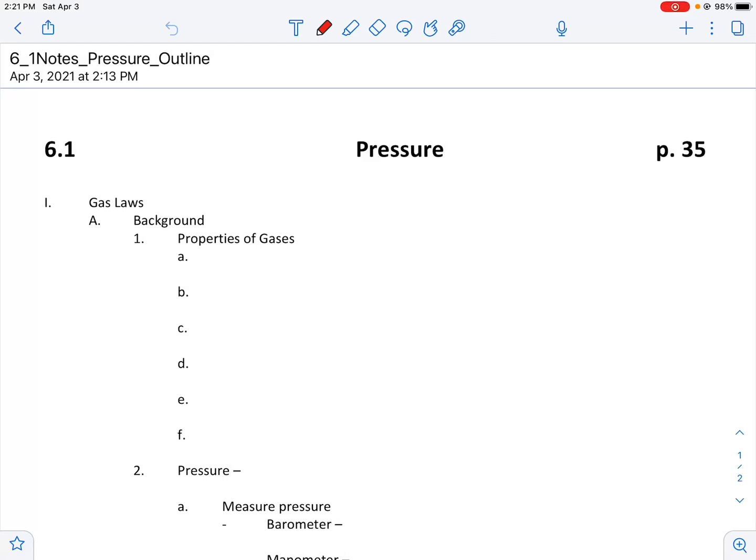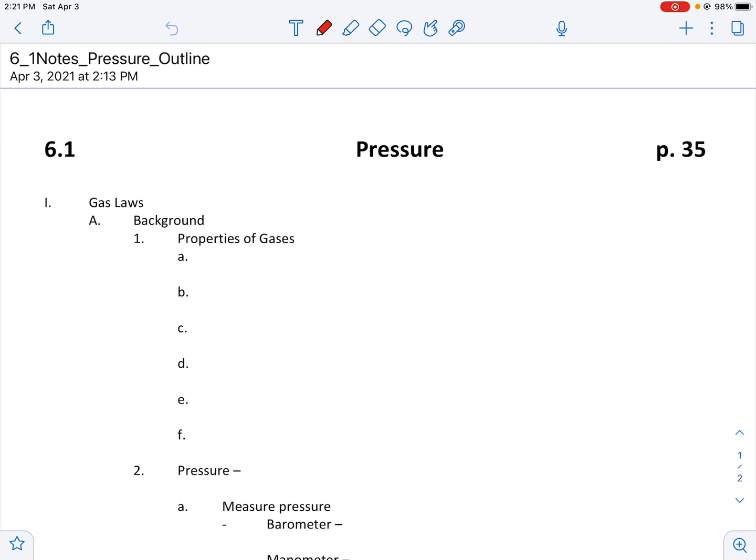Hey students, welcome back. This is Unit 6. We are going to start gas laws, the gas laws unit. Remember to put your header across the top, 6-1, pressure, page 35. And we are going to start by talking about some properties of gases.